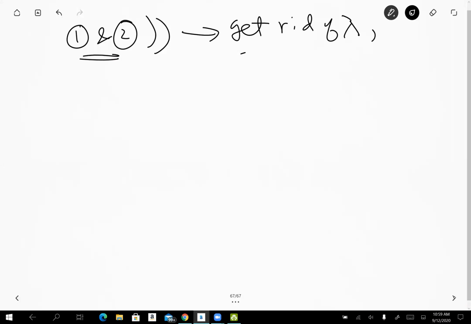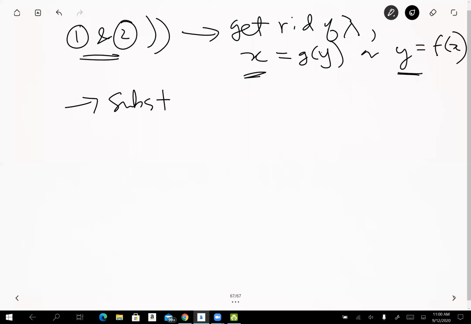And then you have x in terms of y, or y in terms of x. It doesn't matter. So when you combine 1 and 2, the lambda will be canceling out, and then you have y in terms of x or x in terms of y. When you have this, you substitute x or y that you get from there into number 3.